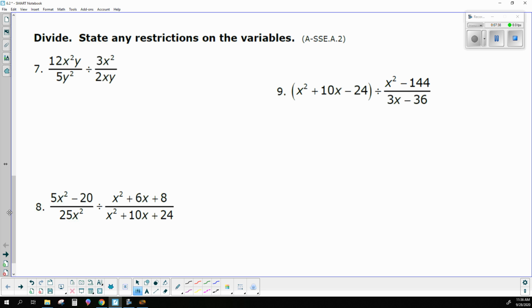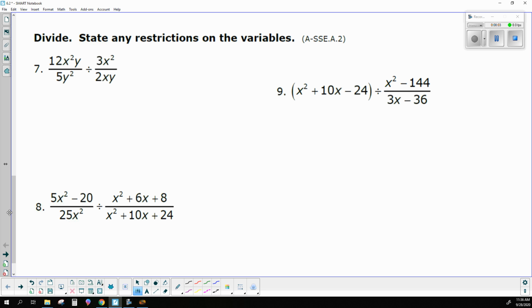What we have to be cautious of is that it changes our restrictions, okay? Our restrictions are going to be affected by the fact that we've flipped one of the fractions. So what that means is the restriction will be governed by both the numerator and denominator of that second fraction. So let's take a look.